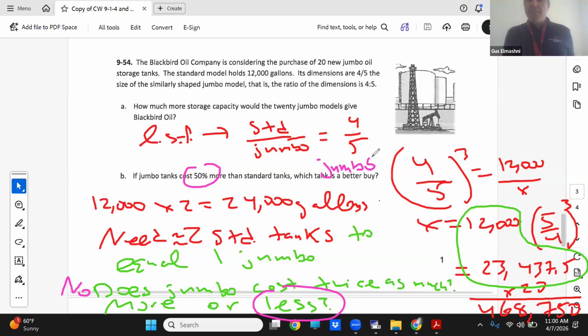Now, what if the jumbo costs 3 times as much? Then I'm not buying the jumbo. I'll do the standard. Just give me a bunch of standards, right? Because it's more cost efficient. So you're really trying to compare the ratios properly. That's what you're trying to do here.